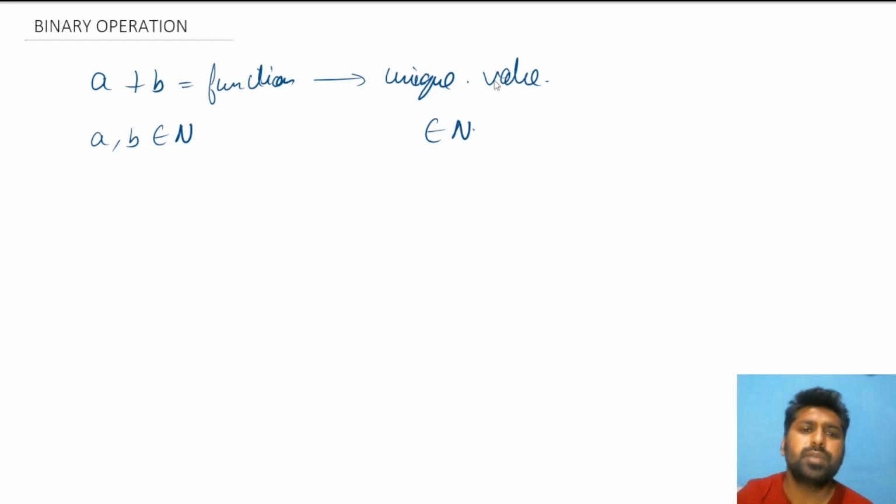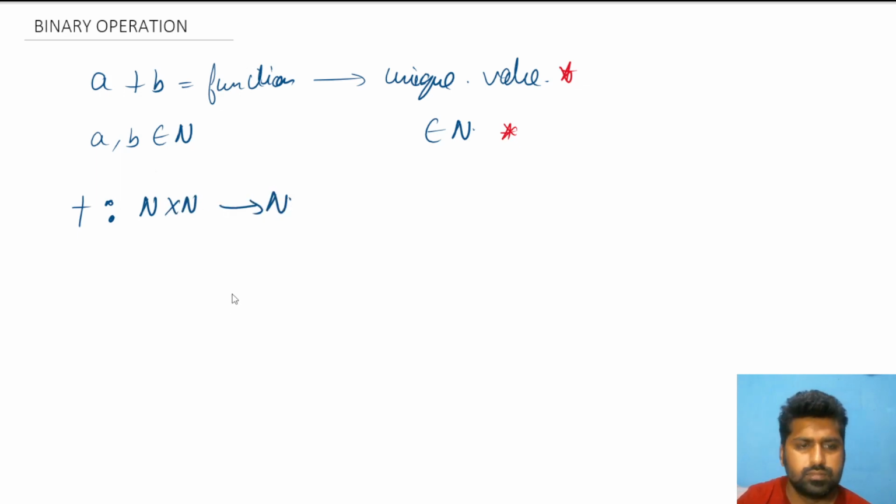First thing, it should be a unique value. So there are two conditions. First, it has to be a unique value. Second, it has to belong to the same set. So in notation, addition is happening from N cross N, from two natural numbers, and the result is also from the natural number set. So we can call this addition a binary operation.